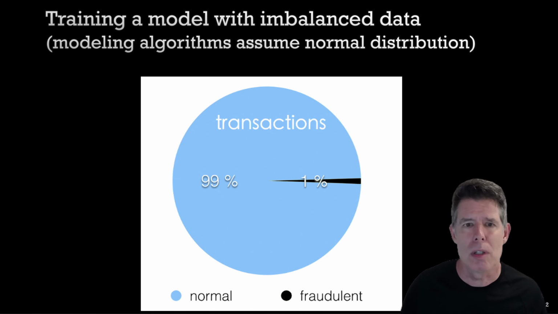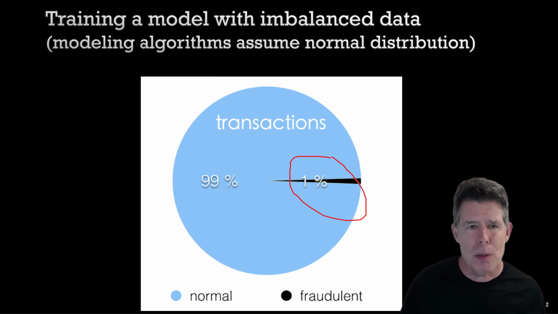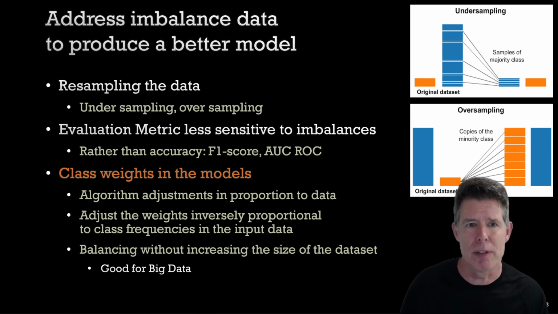no problems at all. But 1% is fraud. And we're going to train our model on this data set. The problem is that most algorithms assume there's a normal distribution. So the algorithm won't perform so well if this is the data we're given.